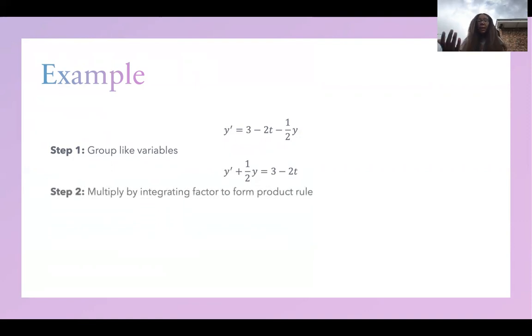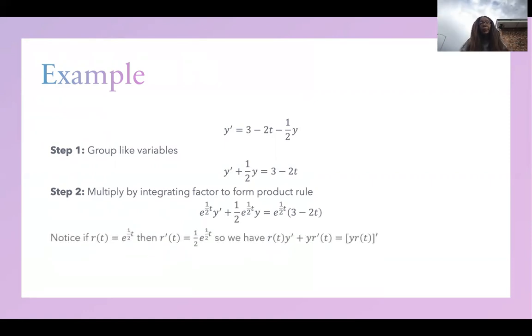Next, we're going to multiply by our integrating factor, our r of t, so that we get this product rule form. Well, what's our r of t here? Our a in this case is going to have to be our 1/2, and so we'll have e to the 1/2 t, and we multiply that through the entire equation. And then does this work out? Yeah, our r of t is e to the 1/2 t.